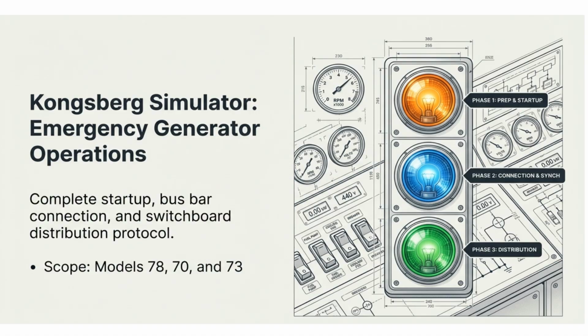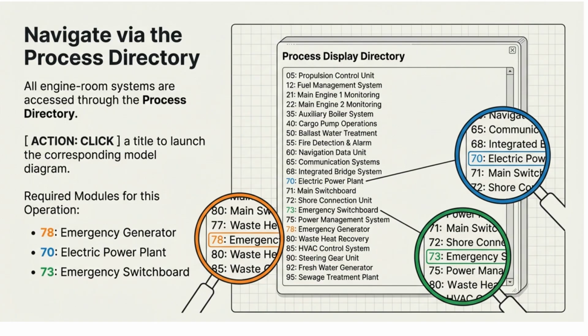This video will focus on the Kongsberg simulator, emergency generator operations, covering the complete startup, busbar connection, and switchboard distribution protocol for models 78, 70, and 73. All engine room systems are accessed through the process directory. To launch a model diagram, simply click on its title in the directory. We will use the emergency generator, 78, electric power plant, 70, and emergency switchboard, 73.